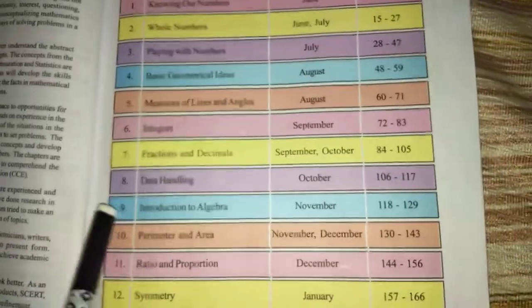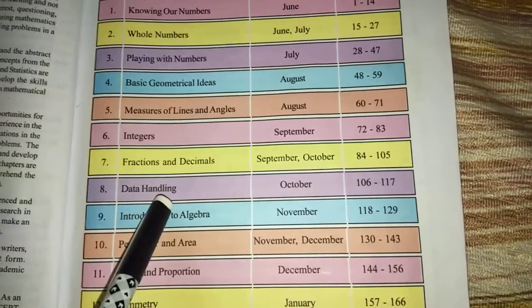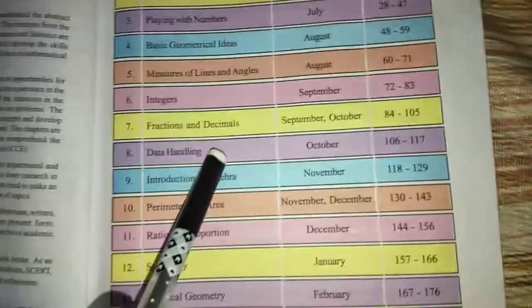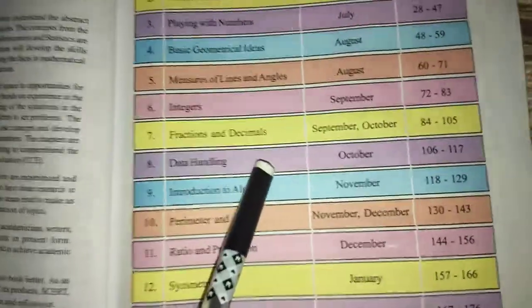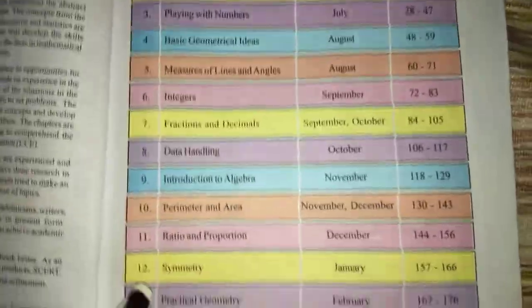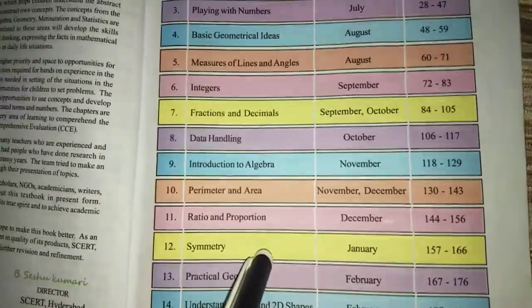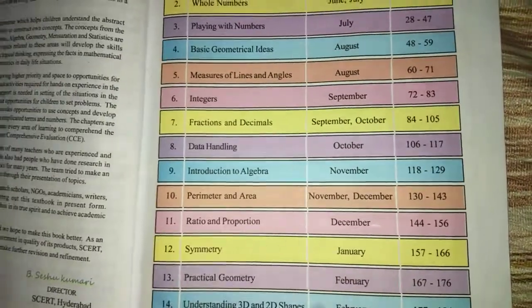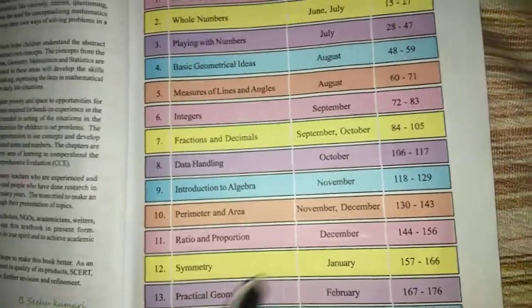Coming to the 8th chapter, Data Handling. This is a very important and easy chapter for you. In this chapter you will learn about tally marks, pictograph, and bar graph. And here comes symmetry, the 12th chapter. You have been learning this chapter since the 4th class: drawing the symmetry line in a given figure, the reflection, the image. Everything you can learn in this chapter.